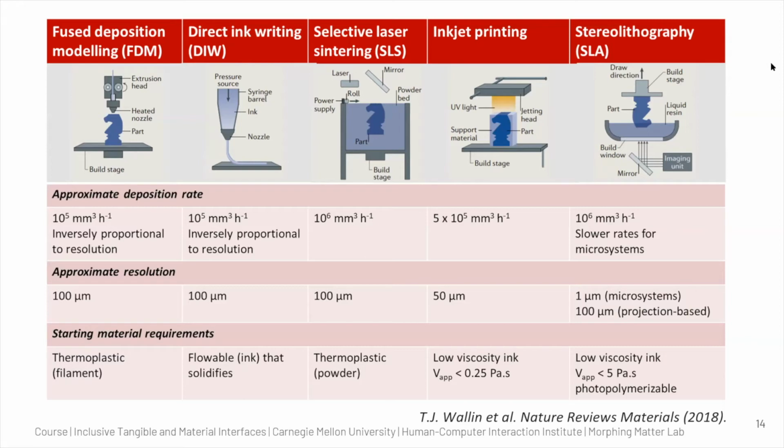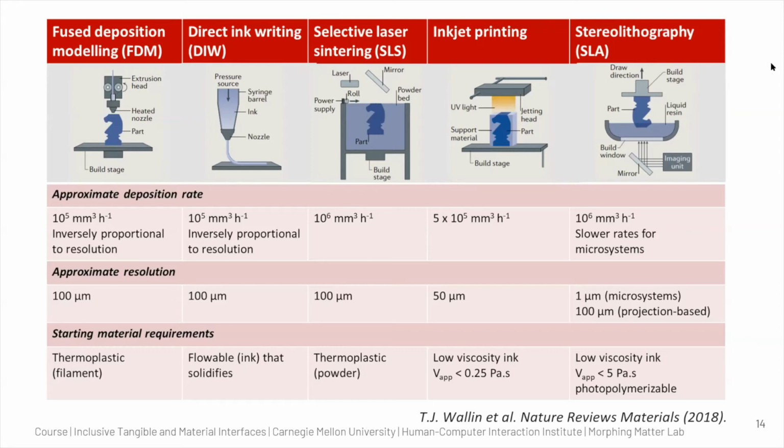In inkjet printing or multi-jet printing, the ink that you need to use is a photopolymer, but the viscosity should be very low, like 0.25 Pascal second. Since the viscosity is low, you cannot get certain properties of the materials, like you cannot have high elongation materials in this technique. In stereolithography, you could print materials which have a viscosity around 5 Pascal second.